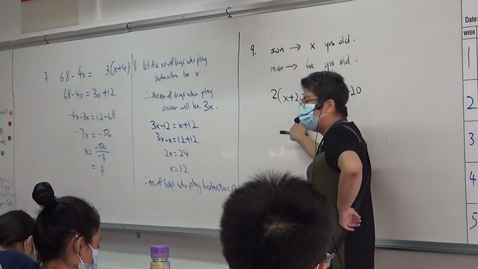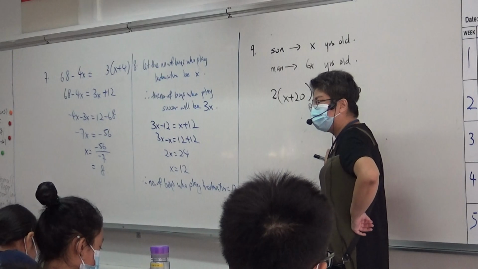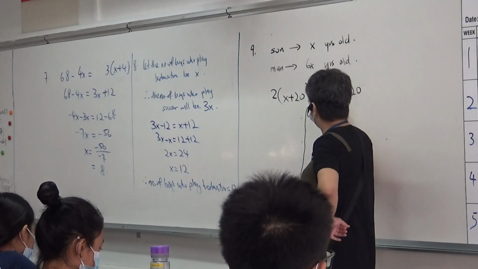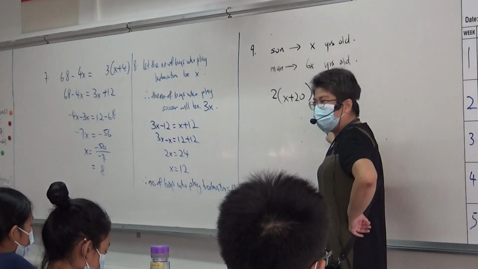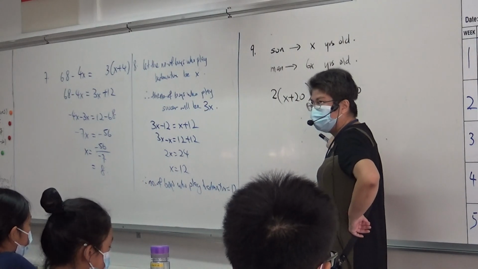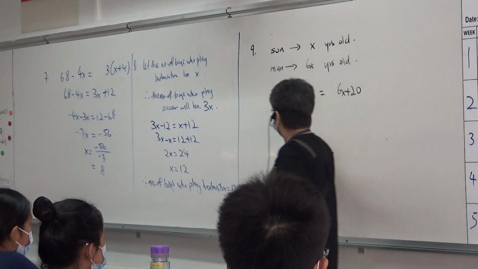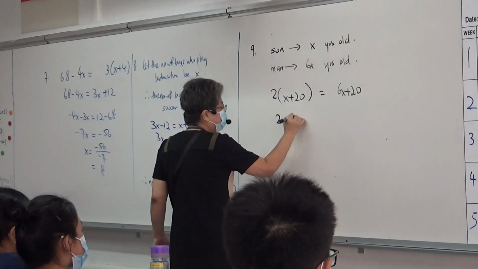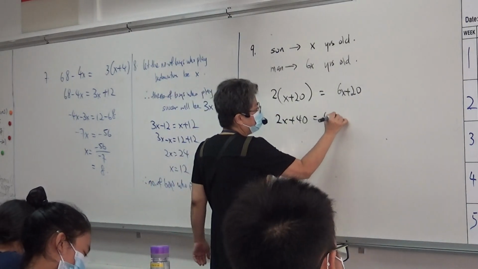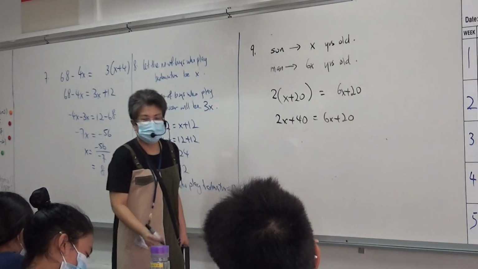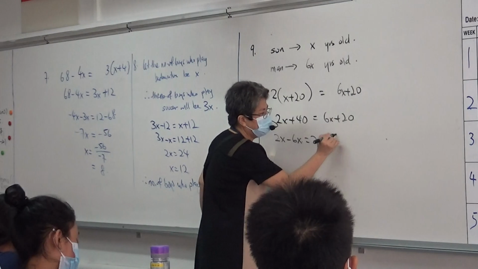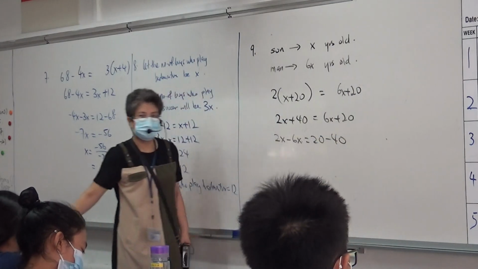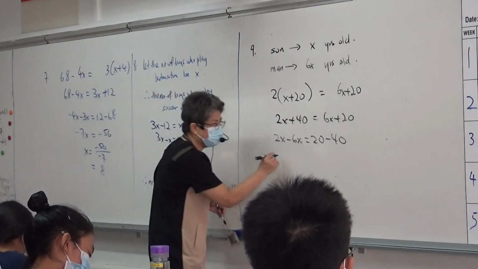You write like that first, then divide by 2. It's clearer. You want to put x plus 20, this divide by 2. No. Write like that first. It's easier. Don't anyhow divide. Okay? So this is 2x plus 40 equal to 6x plus 20, right? 2x minus 6x is 20 minus 40. What's 2x minus 6x? Negative 4x. Very good.